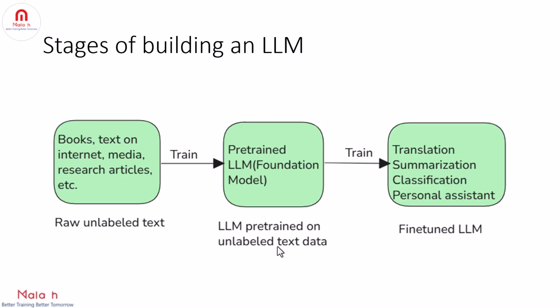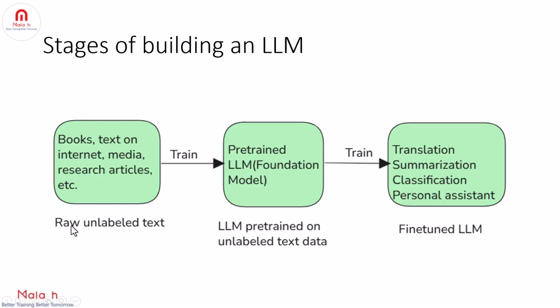So what do we need as toolkits? The first one is data, the second one is the model, and the next step is fine-tuning the LLM on the labeled data. The first thing is data, right? So they gathered a huge amount of data from the internet, be it text or books or media or research articles, whatever data is publicly available. So this is the raw unlabeled text.